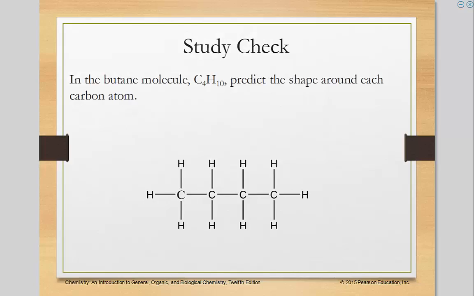So a butane molecule, C4H10, predict the shape around each carbon. Notice how there are 4 lines coming around, that's tetrahedral. 4 lines going around, tetrahedral. 4 lines, tetrahedral. Each one of these is tetrahedral because you have 4 lines coming off of it, and each carbon is bonded to 4 things. That is your introduction to organic chemistry.